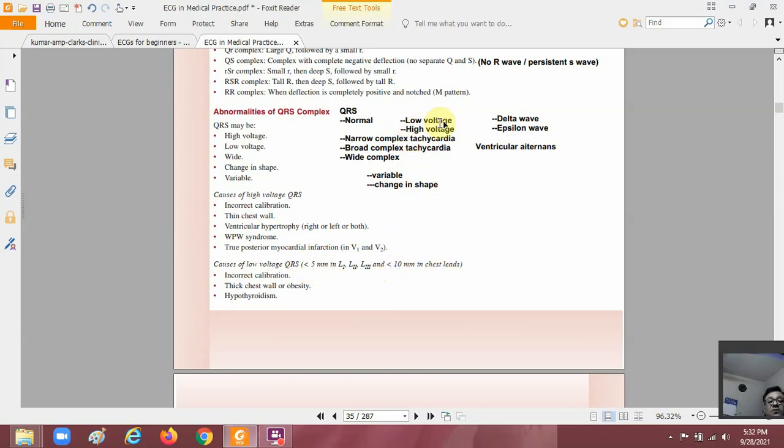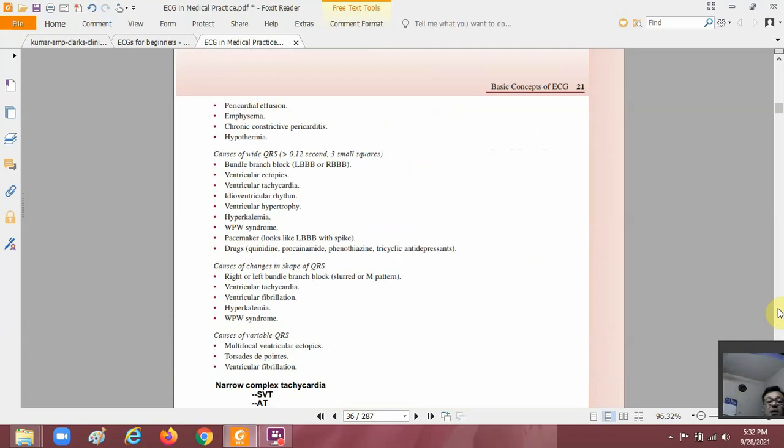What are the causes of low voltage QRS complex? Incorrect calibration, thick chest wall, obesity, hypothyroidism, pericardial effusion, hypothermia, chronic constrictive pericarditis, emphysema.